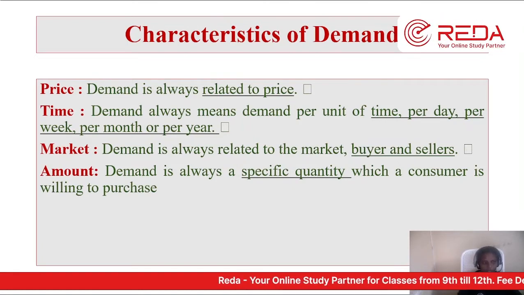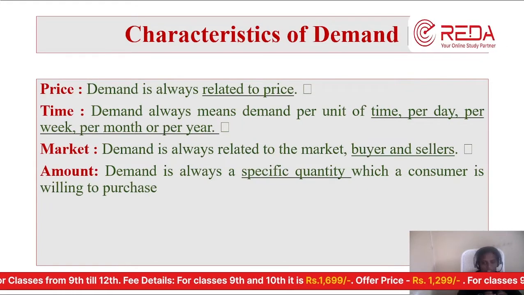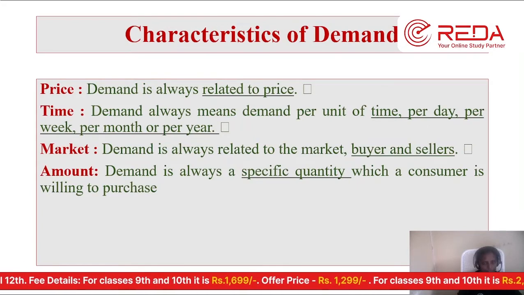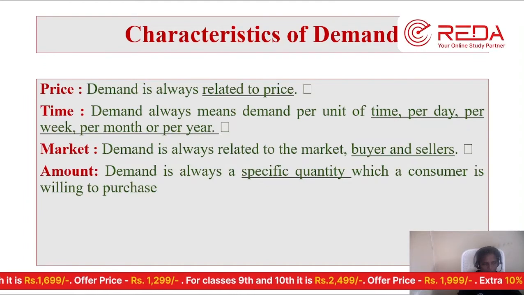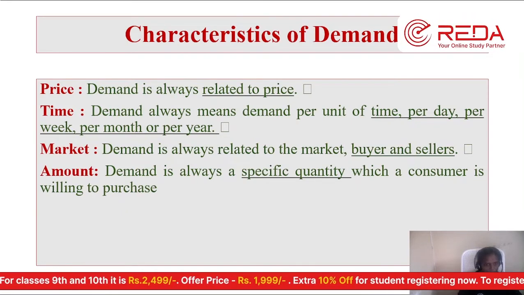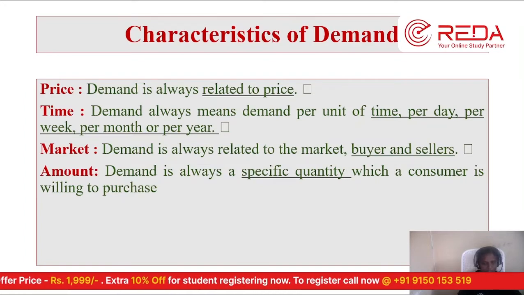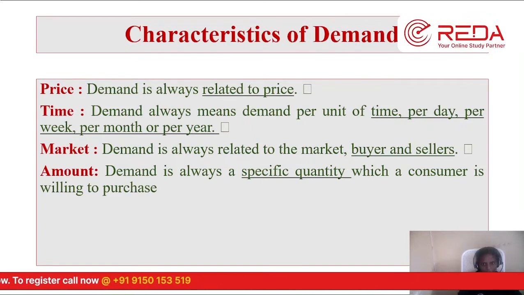Then market. We have seen what a market is. Market is nothing but a place where the buyers and sellers meet together. That place also influences the decision for the demand for a commodity, for most of the buyers. Then amount, the quantity: the specific quantity which the consumer is willing to consume. All these four factors play a very important part in making a decision to buy a commodity. These are all the characteristics of demand.